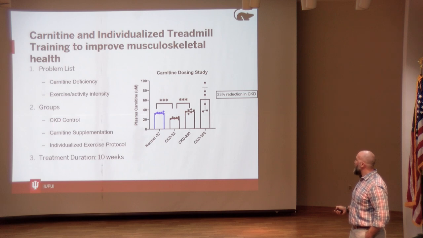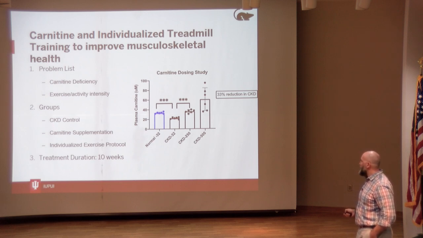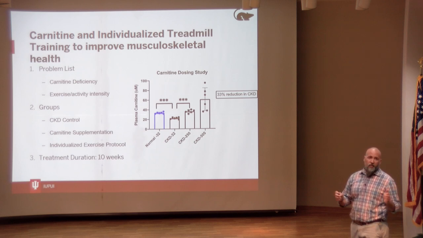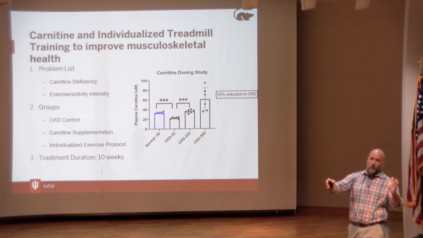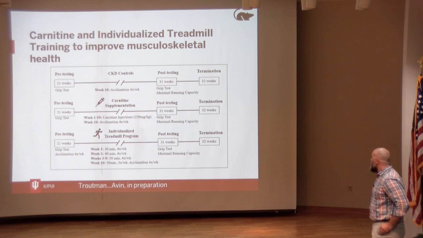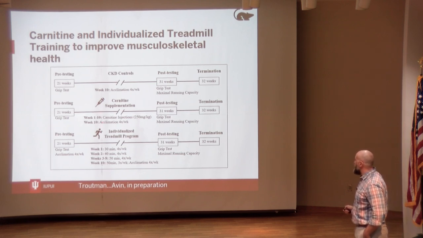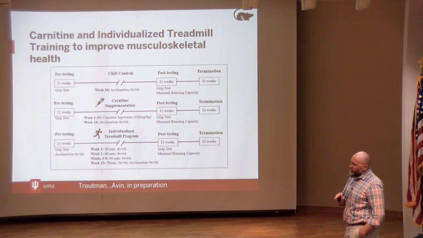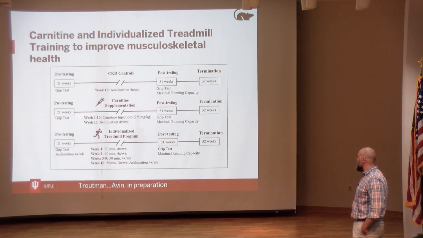And so for this study, we have CKD control. We have CKD with carnitine supplementation and CKD with an individualized exercise protocol that I'm going to talk about in a couple slides. So all these interventions that I'm doing are for 10 weeks. So again, we're going from stage 3 to end stage renal disease. So for the carnitine supplementation, they had daily injections of carnitine at 250 milligrams per kilogram. This was from early to mid-stage all the way through end-stage renal disease. The injections were given intraperitoneally.